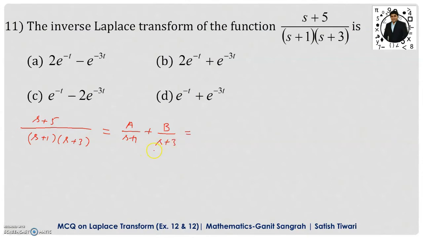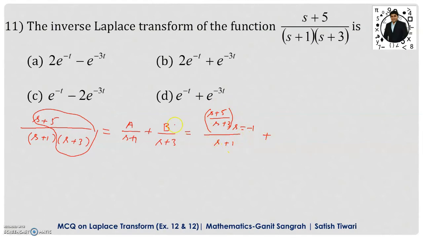Now I will provide you short tricks to get the values of A and B without doing the cross multiplication. For finding the value of A, we have s+1 in the denominator. So I leave the factor s+1 and the remaining factors, s+5 and s+3, I write in the numerator. Then I calculate the value at s equals minus 1, because we are having s+1 in the denominator.